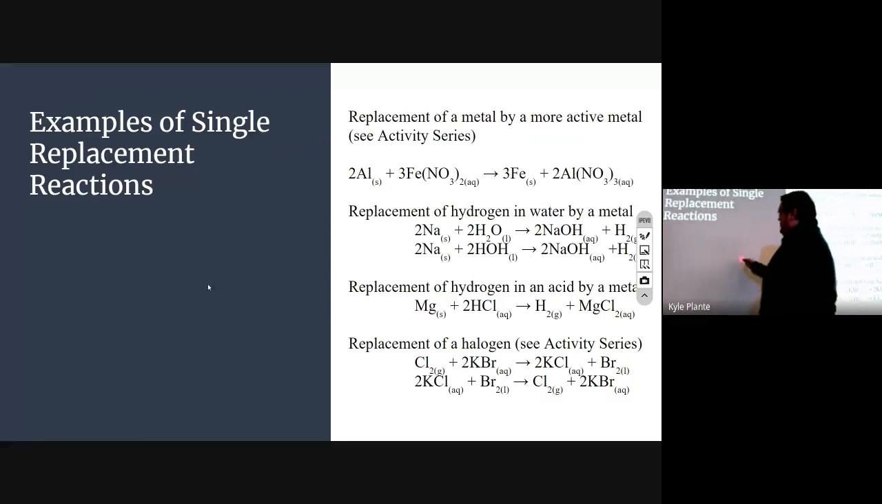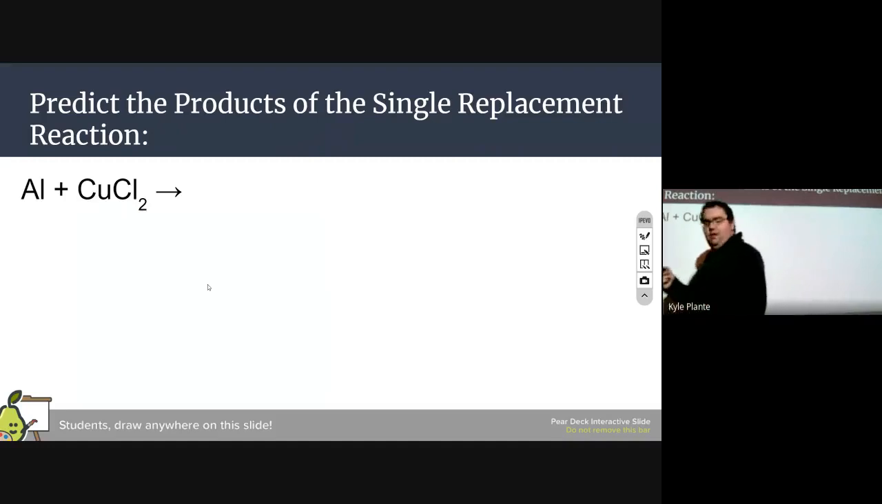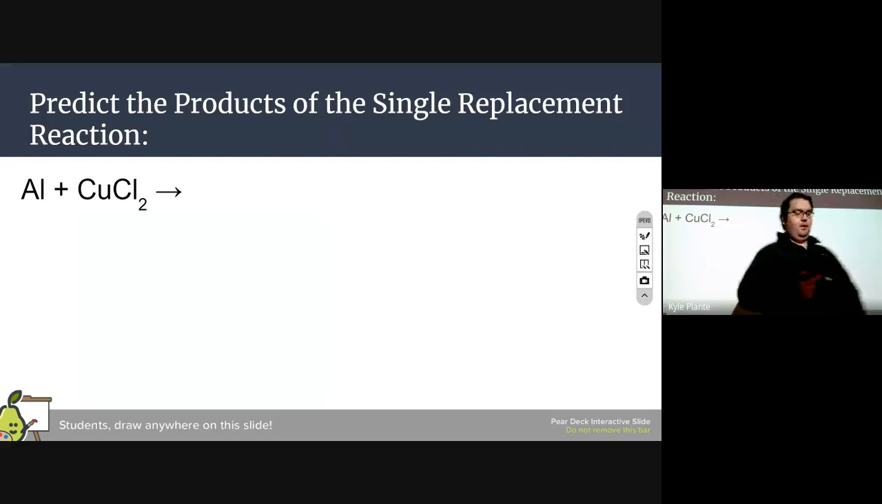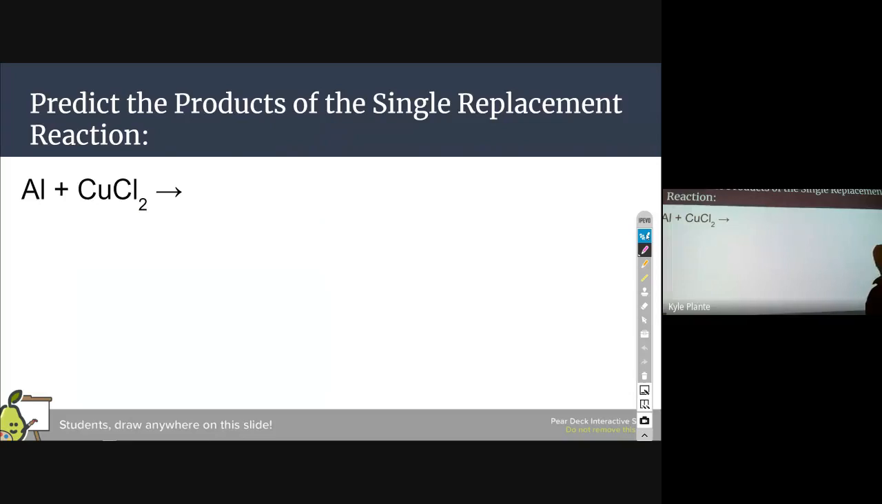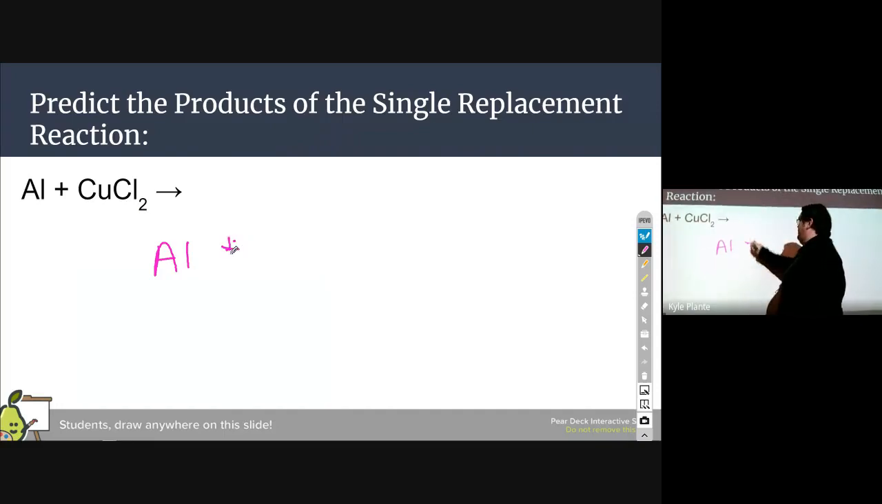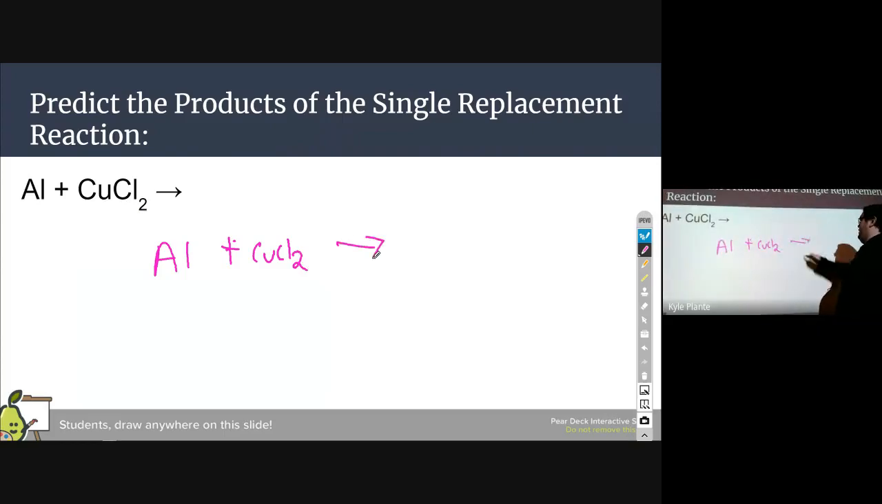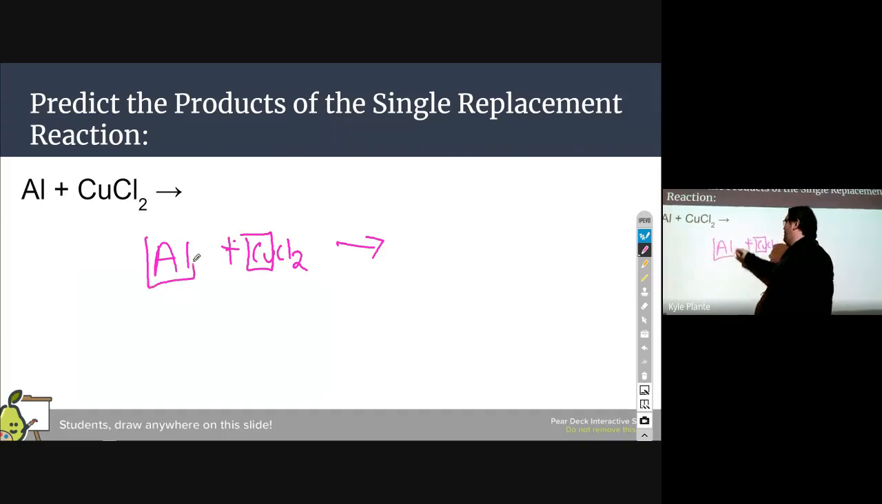So let's take a look at this example. Predict the products of the single replacement reaction. We have aluminum and copper chloride. So let's solve this problem out. I have my aluminum and my copper chloride, and we're going to see if this is going to react. The way I figure out if this reacts or not, I look at my activity series. I find copper and I find aluminum.